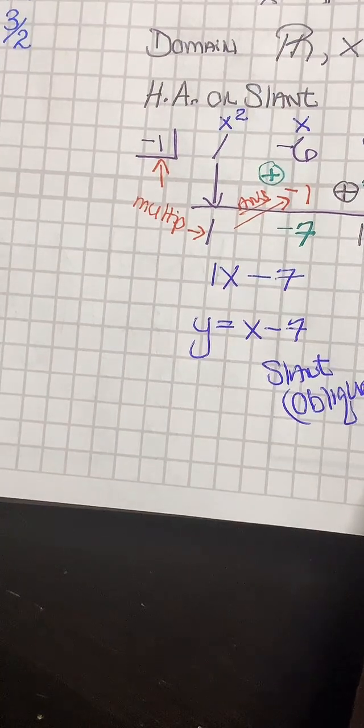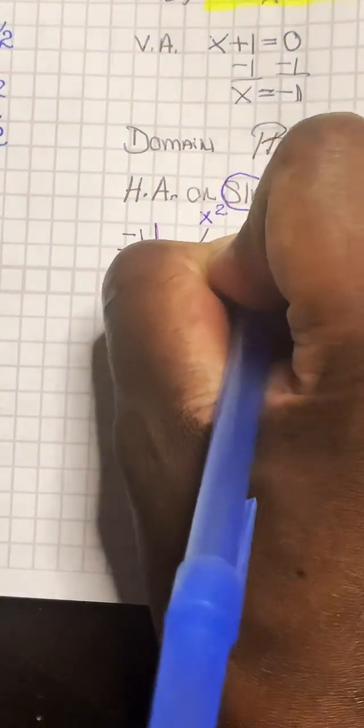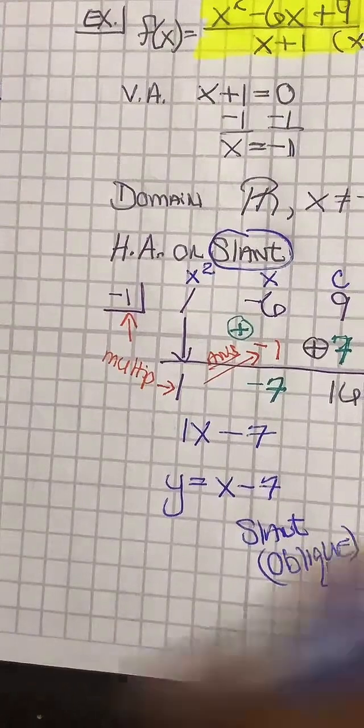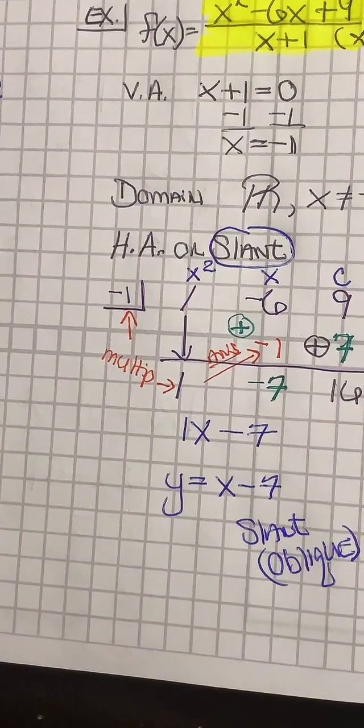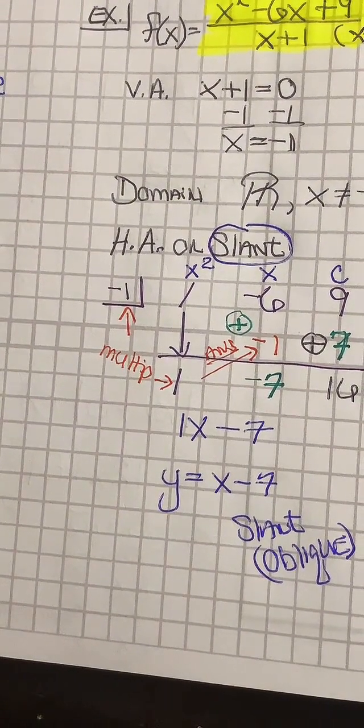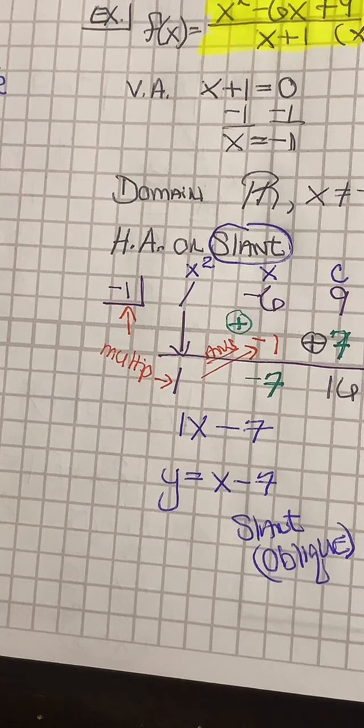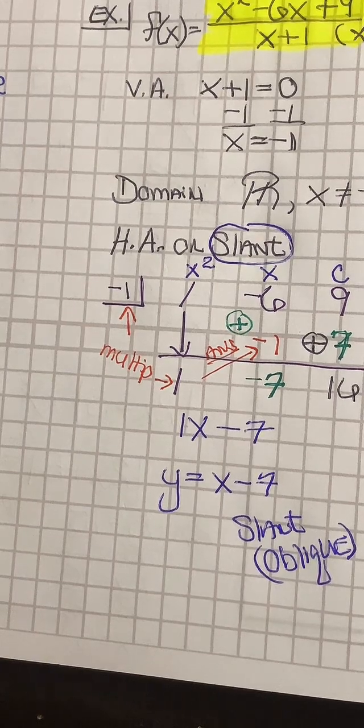All right. I think we got everything in here. Oh, except for one thing. How about circling slant, Audrey? Just to show that it's going to be a slant. All right. Let's see if we can do one more.